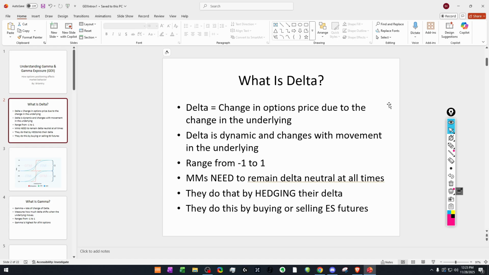Market makers need to remain delta neutral at all times. And they do this by hedging their delta. And the product that they use to hedge their delta is ES futures. The market makers try not to have any directional risk. So in order to do that, depending on their options positioning, they need to buy or sell X amount of futures throughout the day in order to remain delta neutral.